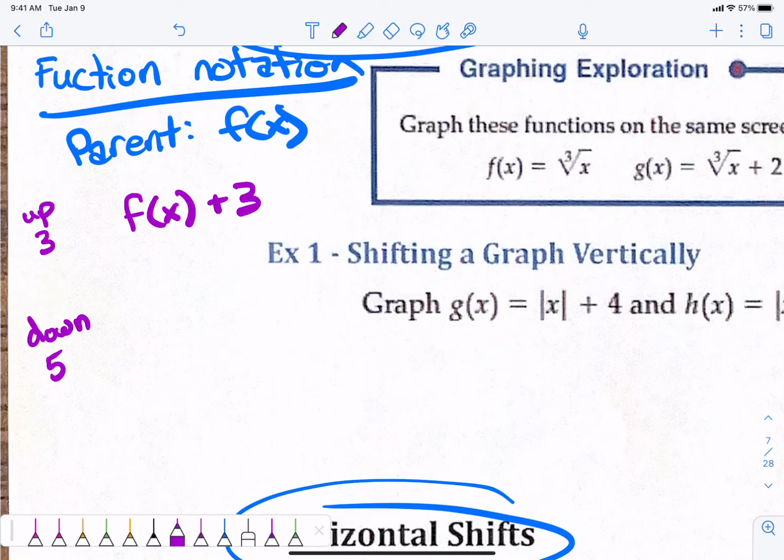It's just tacked on to the end of that f of x, whatever the f of x is. Maybe the f of x is x squared, so it'd be x squared plus 3 like we did yesterday. Down 5 is just taking that f of x and subtracting 5. You're just tacking it on to the end. That's what a vertical shift will look like. Make sense? Good? So this is function notation as far as that goes, okay?